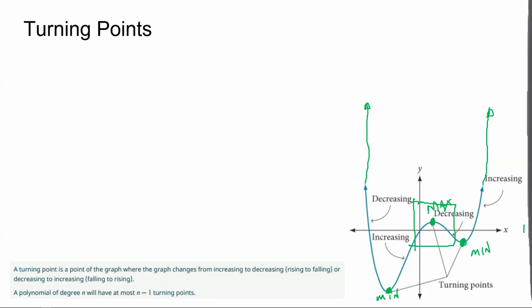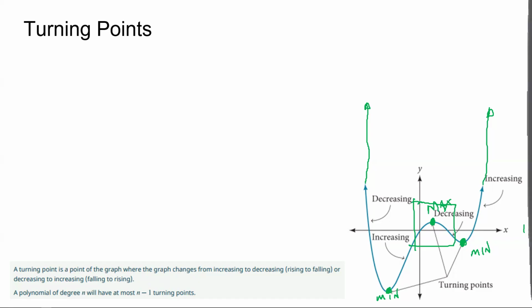So there's a little bit down here at the bottom. This came out of the book. I know it's a little bitty. I'll read it to you here if you can't read it yourself. A turning point is a point on the graph where the graph changes from increasing to decreasing. So rising to falling or decreasing to increasing.